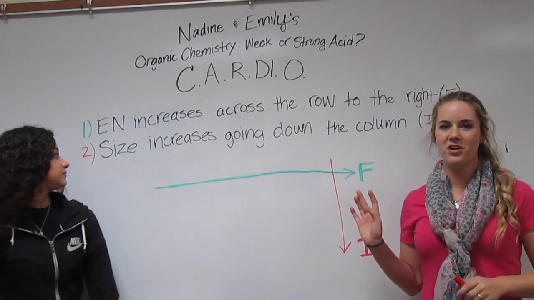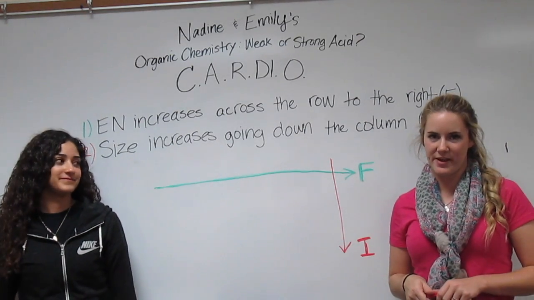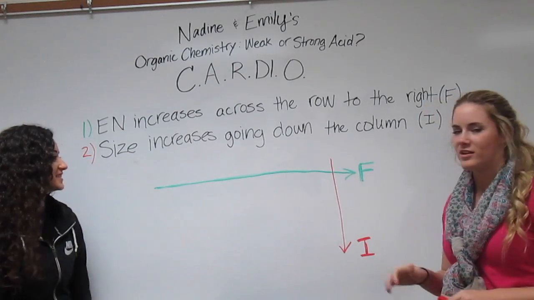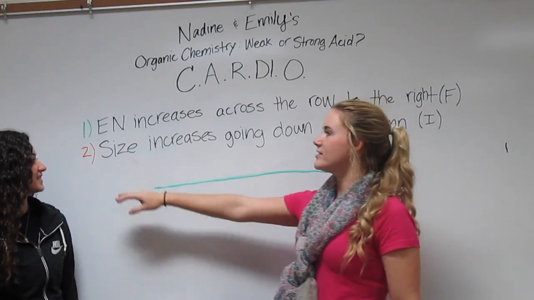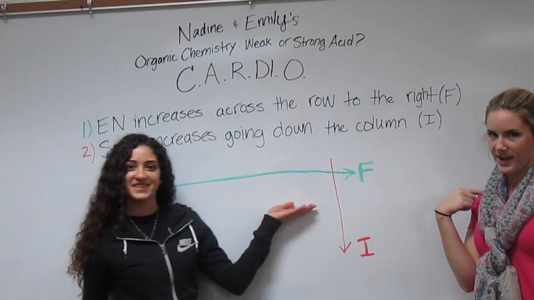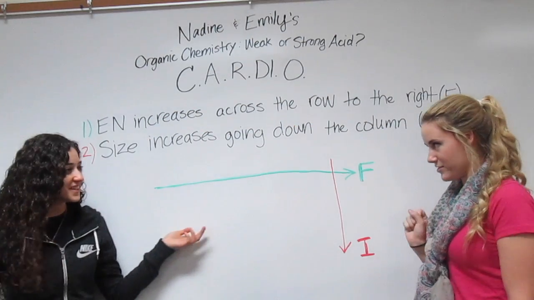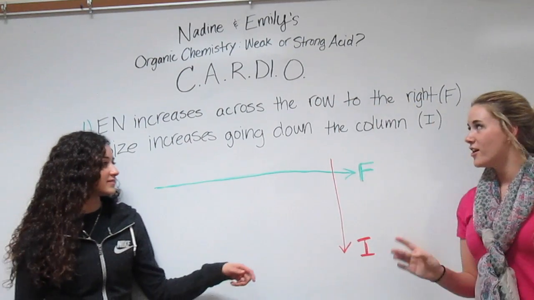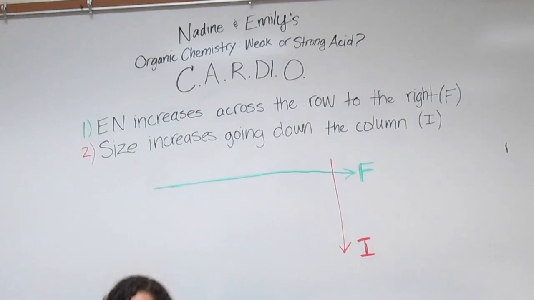Alright, so this rule only applies for binary compounds, meaning that there's only two elements in the compound. So for this rule, acidity increases as the electronegativity increases across the row and to the right. And the second rule that goes with this is acidity increases as size increases going down the column.